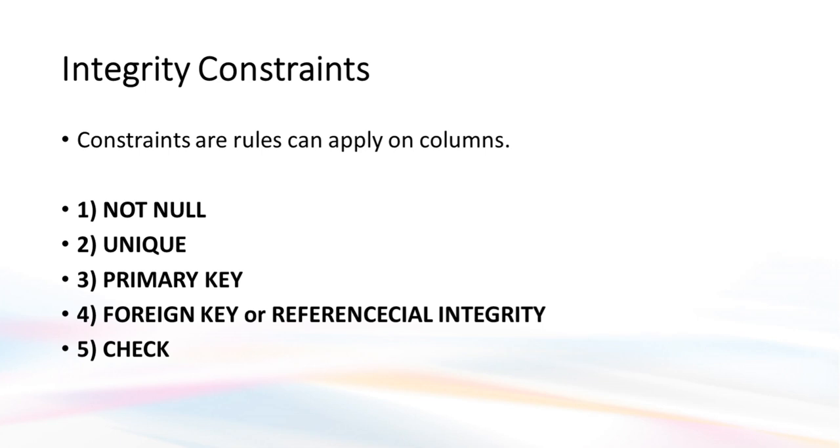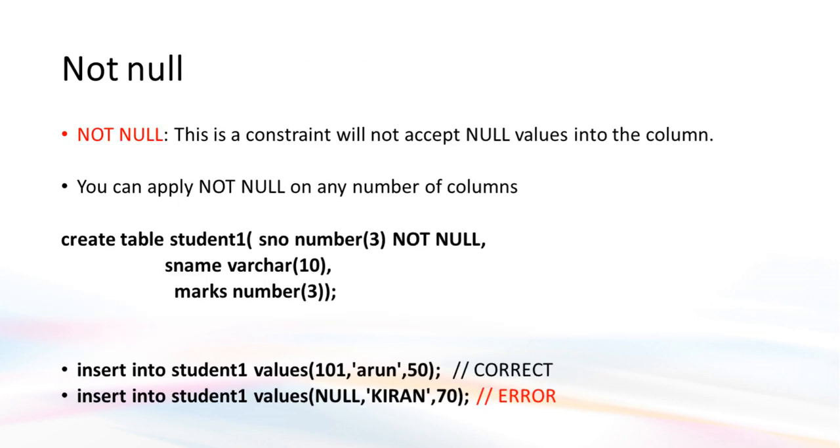Not null is a constraint. If I define a column as not null, that column will not accept null values. Null values in the sense it is not empty, it is not zero. Null is a specific kind of type. Okay, not null means it is not zero, not empty. So that's the definition of null. We need to enforce these integrity constraints at the time of defining the table.